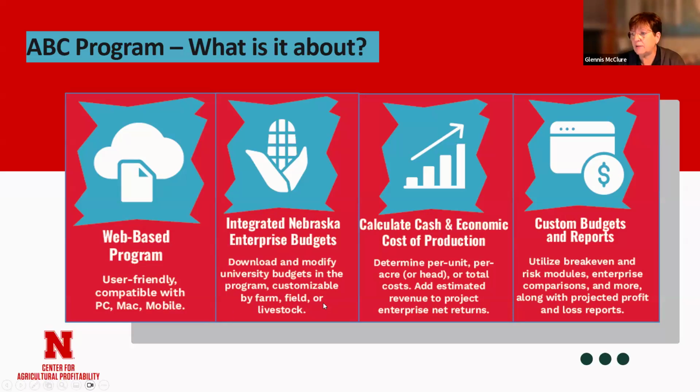So we actually have, as I mentioned, enterprise budgets that we've loaded into the program, and those can be downloaded and modified. The nice thing on the crop side is that you can do budgets farm by farm, field by field. And I can see whether that farm 10 miles from me is really worth farming. Is it good ground? Is it poor ground?